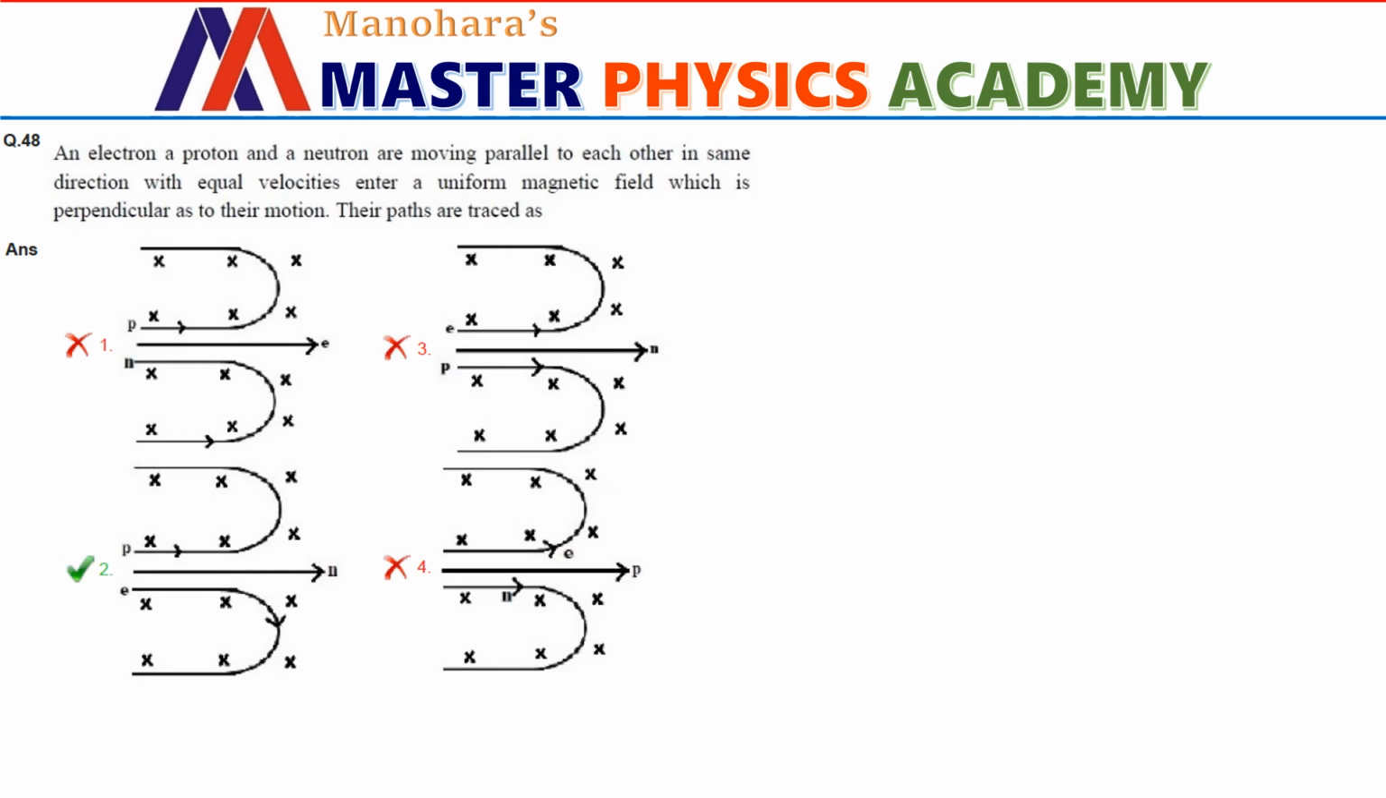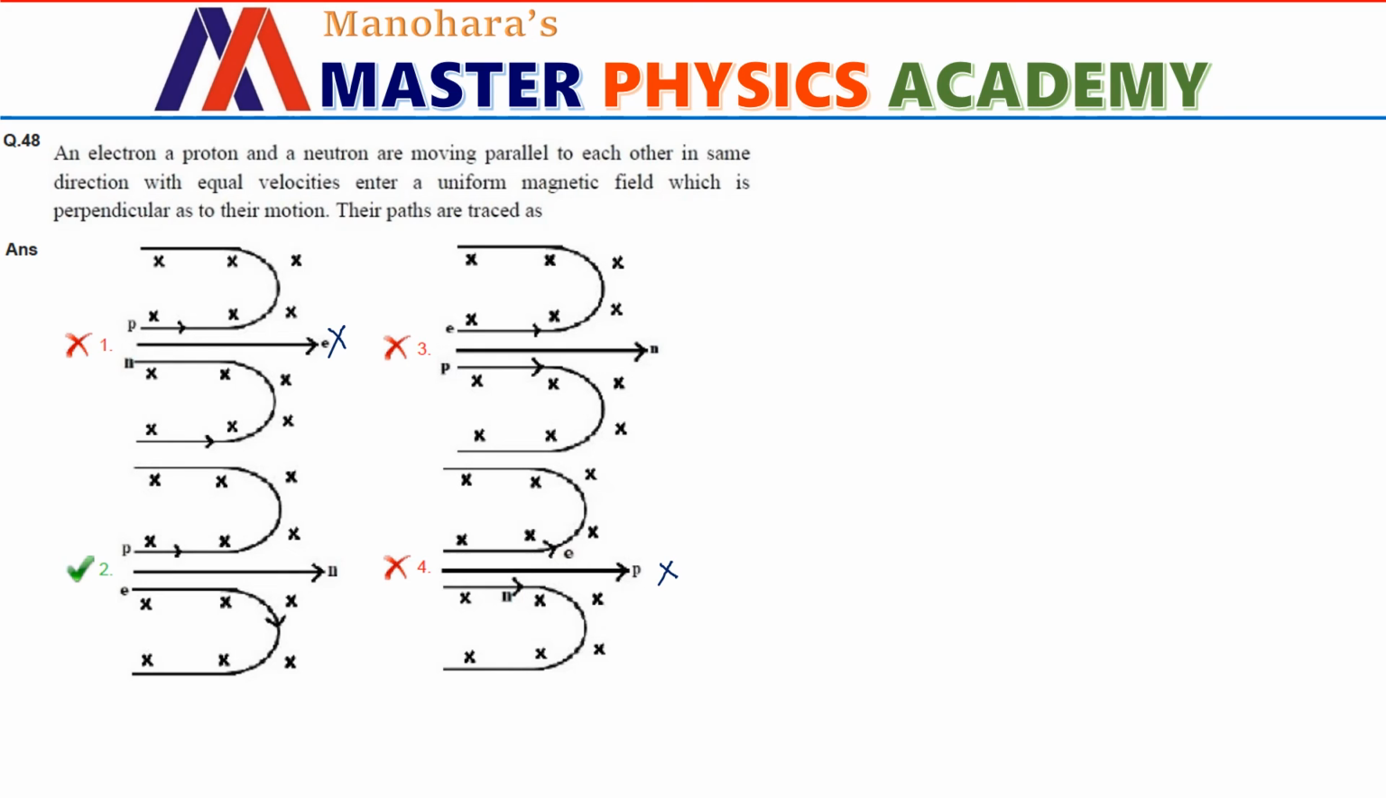So first of all, I should check for the neutron, which is a neutral particle. It should not get deviated by the magnetic field. So option 1 is wrong. Option 2 may be right. Option 3 may be right. Option 4 is going to be wrong, because the neutron will not take a curved path because it's a neutral body. So we need to check between option 2 and option 3, right?